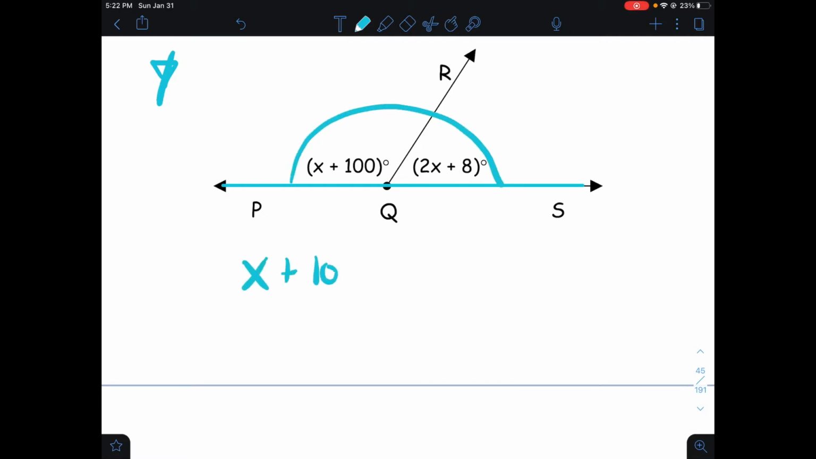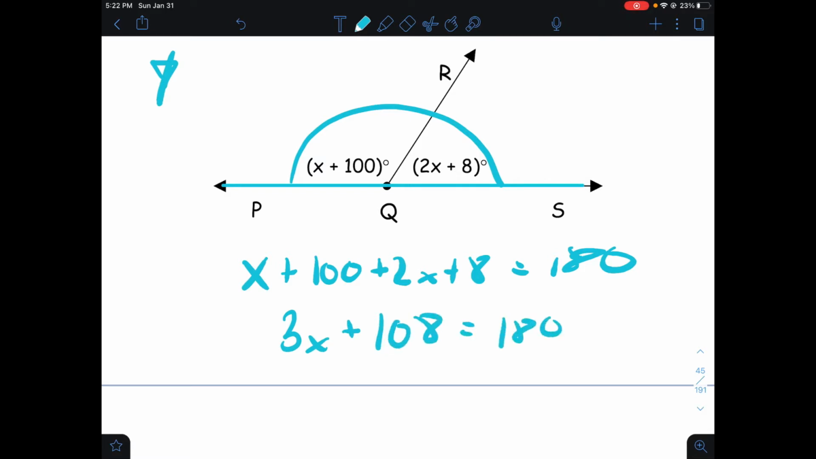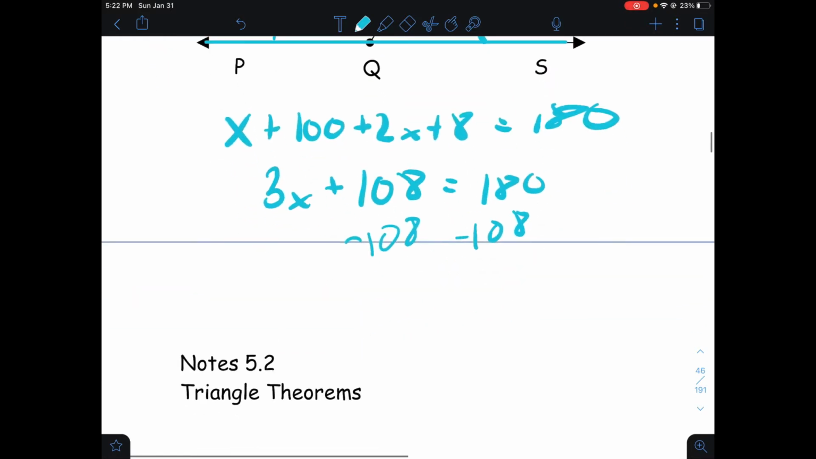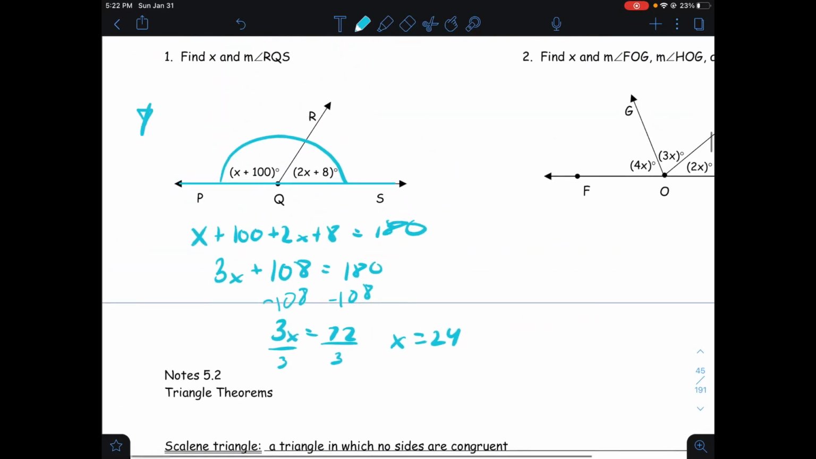So we'll say x plus 100 plus 2x plus 8 equals 180. Then we can combine like terms, so we get 3x plus 108 equals 180. Then we subtract the 108. 180 minus 108 is 72, so we get 3x equals 72. Divide by 3, and we get x equals 24. That answers the first part. We got what x equals.